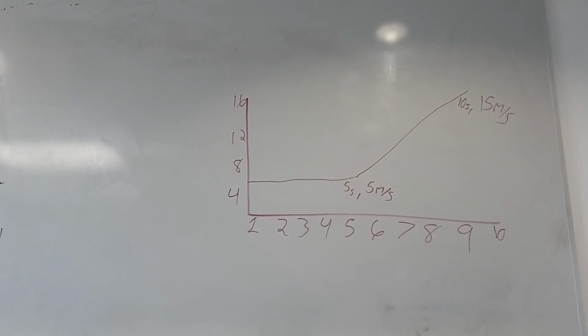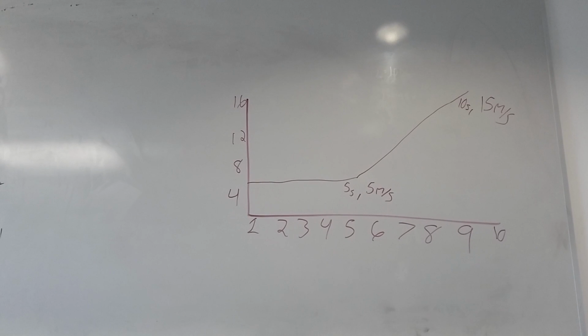This is going to be kinematics graphing. Consider the object that moves at a constant velocity of 5 meters per second for a time period of 5 seconds, then accelerates to a final velocity of 15 meters per second over the next 5 seconds. Such a verbal description of motion can be represented by a velocity-time graph, the graph shown on the whiteboard.